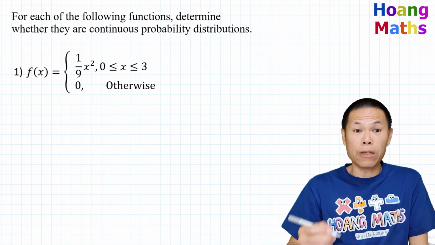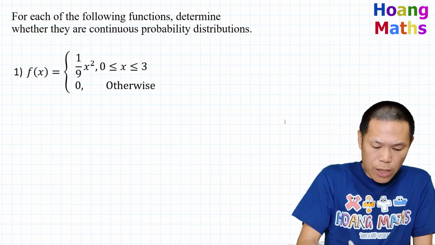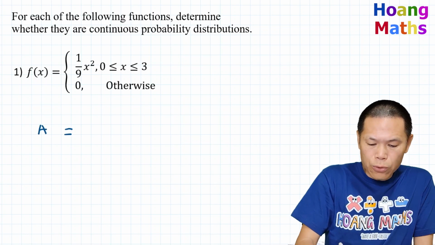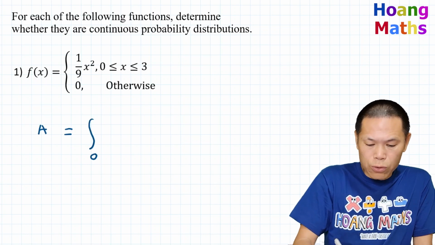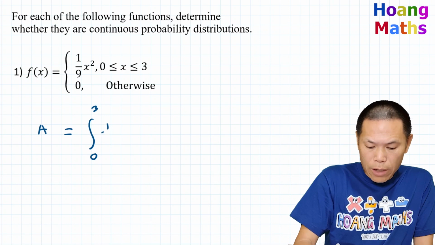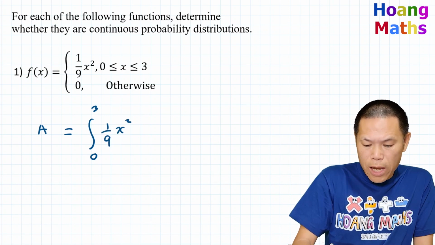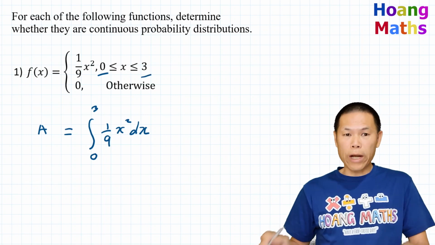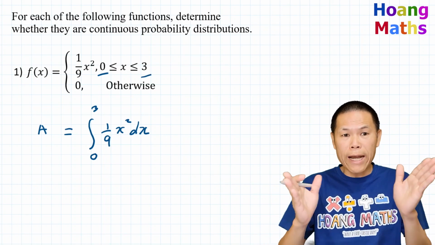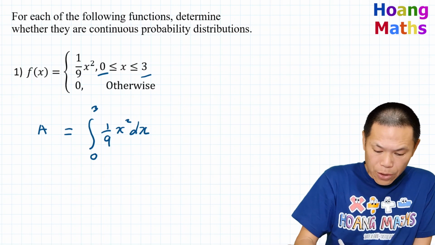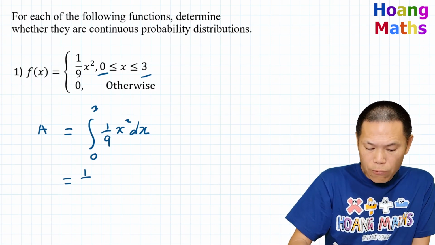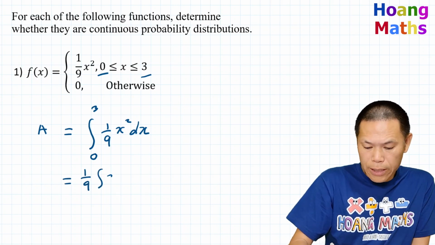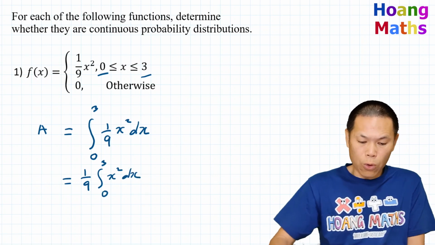So let's work it out and see if it is equal to 1. So area is equal to the integral from 0 to 3 of 1 over 9 x squared dx. It's easier if I take the 1 over 9 out. So I take 1 over 9 and integrate x squared dx from 0 to 3, of course.